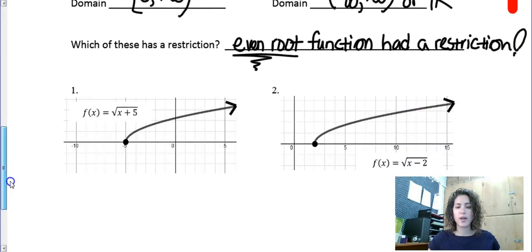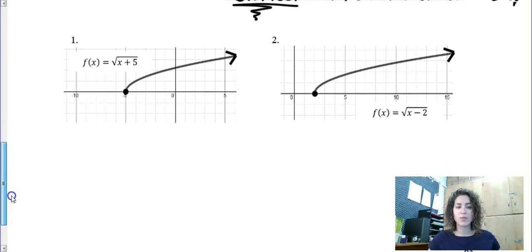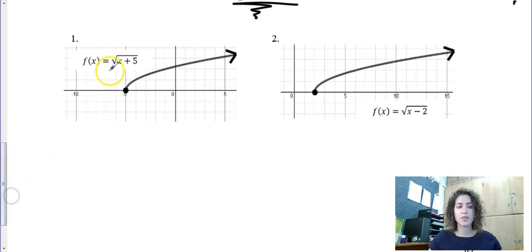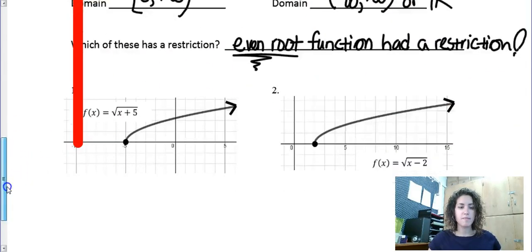Let's look at numbers 1 and 2, and first see what connection we can make from the graph to what the function looks like. Right off the bat, I see square root, square root. So both numbers 1 and 2 are examples of even root functions. Let's from the graph get our domain. So I'm going to go get my pencil, bring it down here.